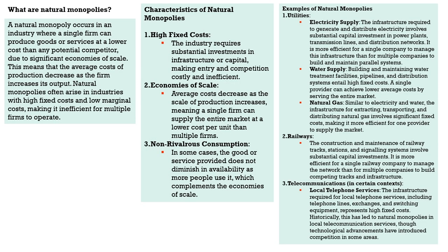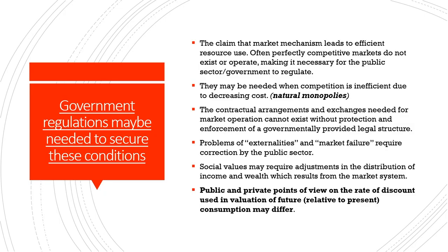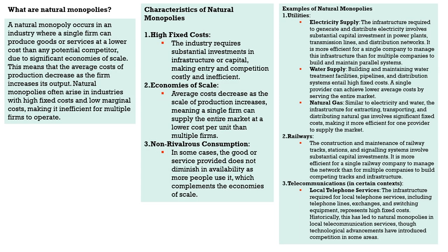Now, I mentioned natural monopolies. We mentioned that the public sector may be needed when competition is inefficient because of decreasing costs. Now, this refers to natural monopolies. So, what are natural monopolies? A natural monopoly basically occurs in an industry where a single firm can produce goods or services at a lower cost than any potential competitor due to significant economies of scale. And what does this mean? This means that the average cost of production decreases as the firm increases its output. And natural monopolies often arise in industries with very high fixed costs and low marginal costs, making it inefficient for multiple firms to operate.